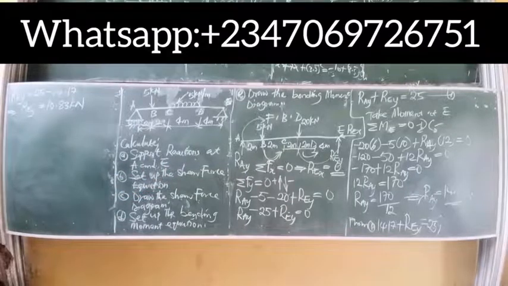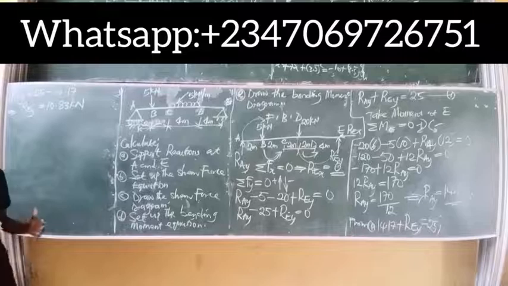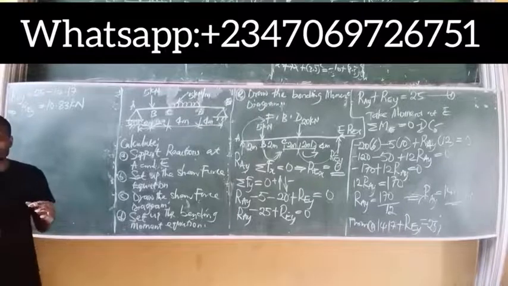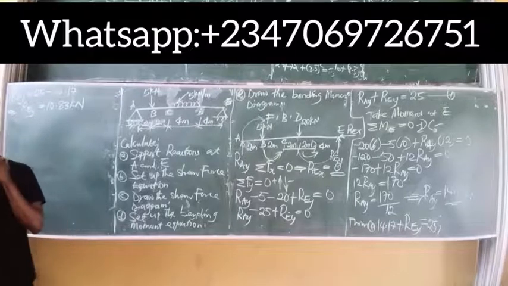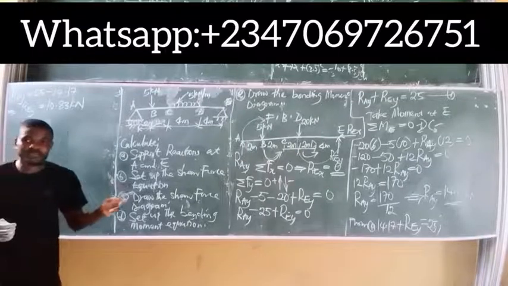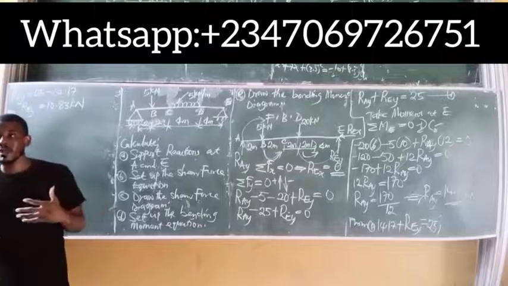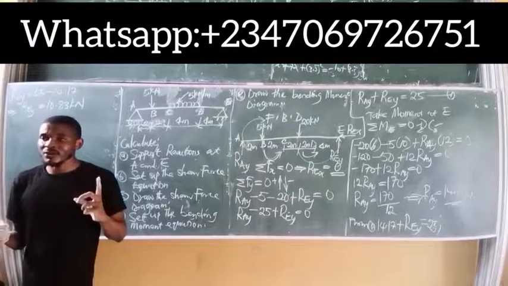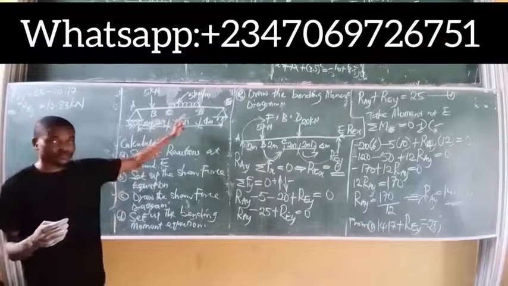And I said, after obtaining this, because we have a UDL on the beam, you now put in this value of the reactions back to the what? Original beam, not the free body diagram. Please take note. You put in the values of the reaction into the original beam and not the free body diagram because of this UDL.